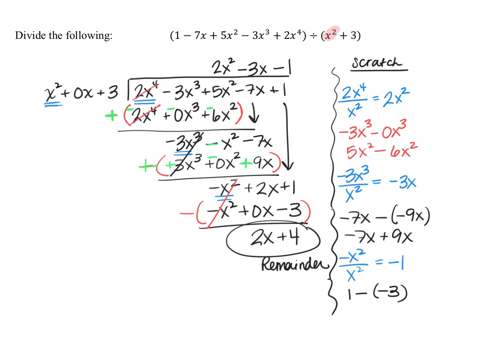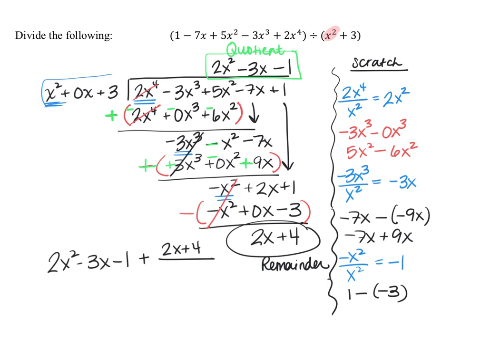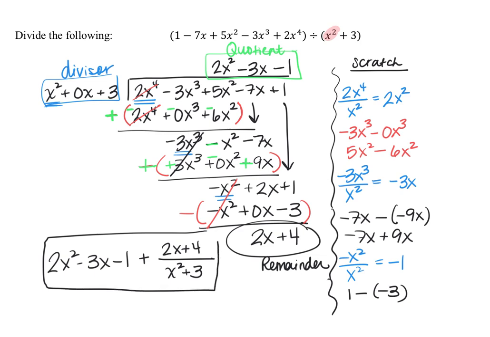So to write our final answer, it's going to be the quotient up here. So this quantity up here is called the quotient. So our quotient is 2x squared minus 3x minus 1. Then plus our remainder, which is 2x plus 4, divided by this quantity out here, which is called the divisor. So the quantity that you're dividing by is your divisor. So it would be 2x plus 4, the remainder, over x squared plus 3. I won't bother writing that 0x. And this will be the format for your final answer.